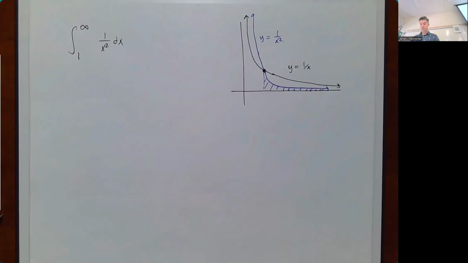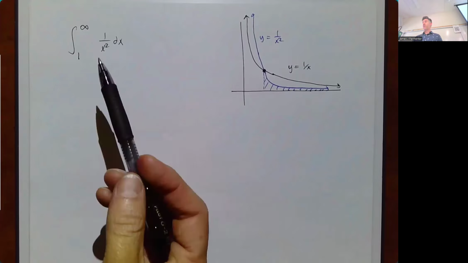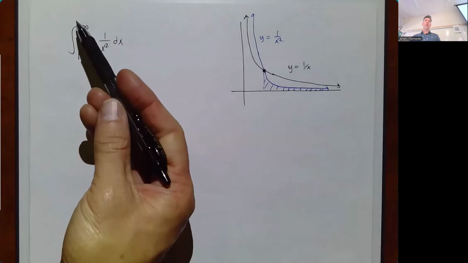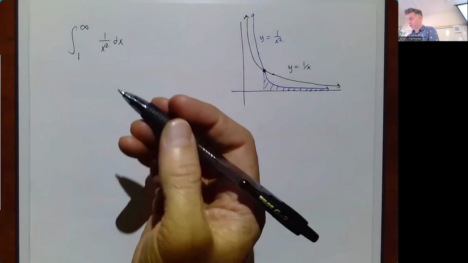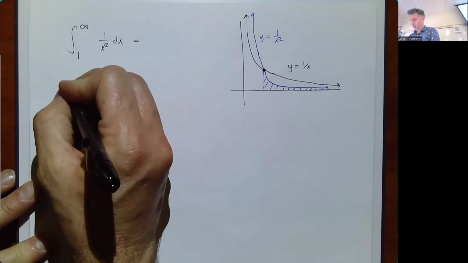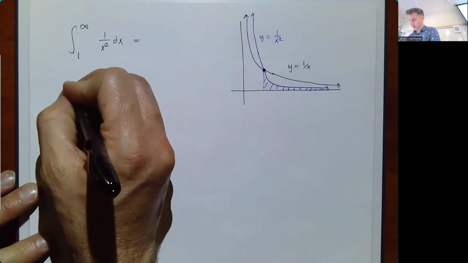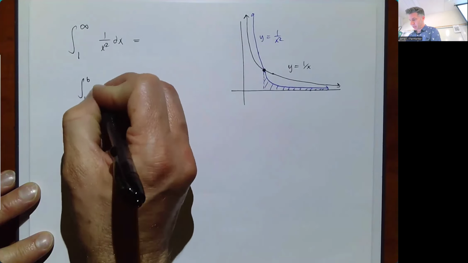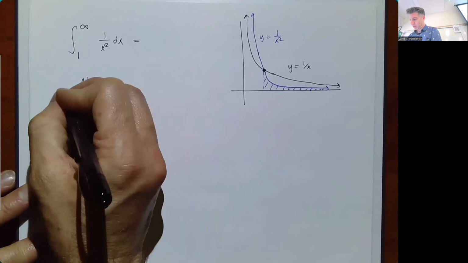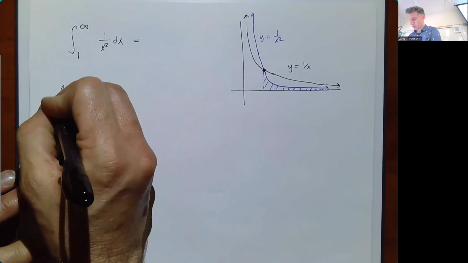Same process. We always start off by identifying any problems. Infinity is always a problem. I call them problems. When your limit of integration is something that's problematic, like infinity, we're always going to replace it with an a or a b. So we're going to write that this is the integral from 1 to b of x to the negative second. And we're going to take the limit as b goes to infinity.